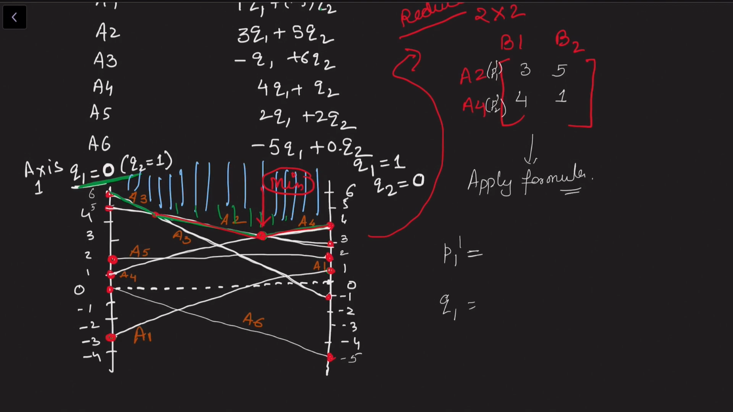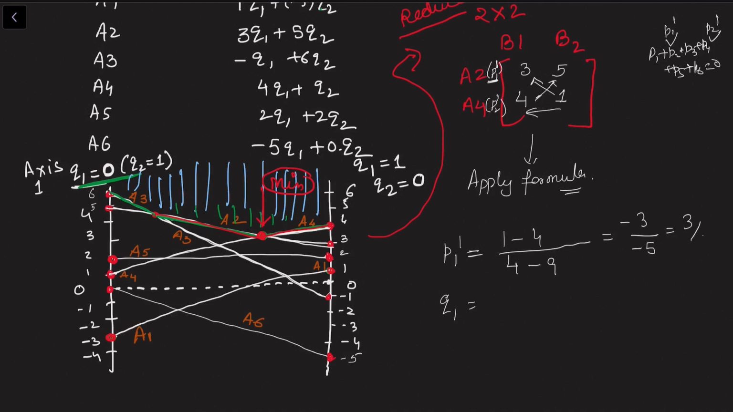We can apply the formula to get this probability P1 dash, which is nothing but P2, and all the other remaining ones. There were a total of 6 probabilities, P1 plus P2 plus P3 plus P4 plus P5 plus P6. All the others become 0, only P2 and P4 remain, which I have renamed as P1 dash and P2 dash so that I can apply the formula. For P1 dash, I simply take 1 minus 4, this minus this, divided by the addition of these two minus the subtraction of these two. This means it is 4 minus 9, so this quantity is minus 3 by minus 5. So this probability is 3 by 5.